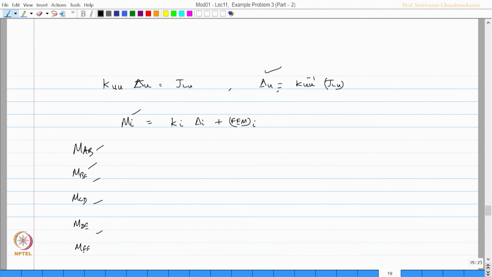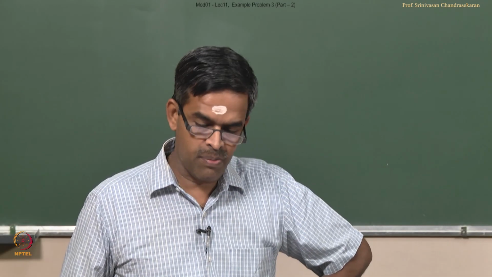So I am leaving the solution to you because of a simple reason. KUU, as you see here, is a 7 by 7 matrix. So you need to invert this matrix. So I will give you a computer program using MATLAB, which can invert this matrix and then solve. In the meantime, you can also try and try to solve this problem and check.